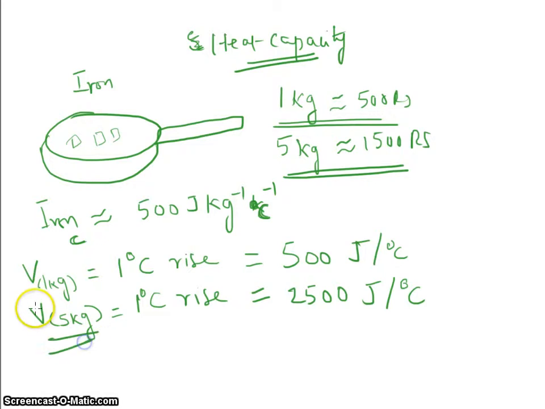So this means that the 5 kg vessel can absorb more energy and still not increase the temperature, which makes it a better cooking vessel. The vessel of 5 kg is much better because it can absorb more energy for every 1 degree rise in temperature.